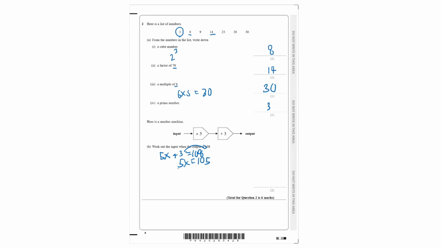And then that means when we divide both sides by 5, we have x is equal to 21. So the input is 21.